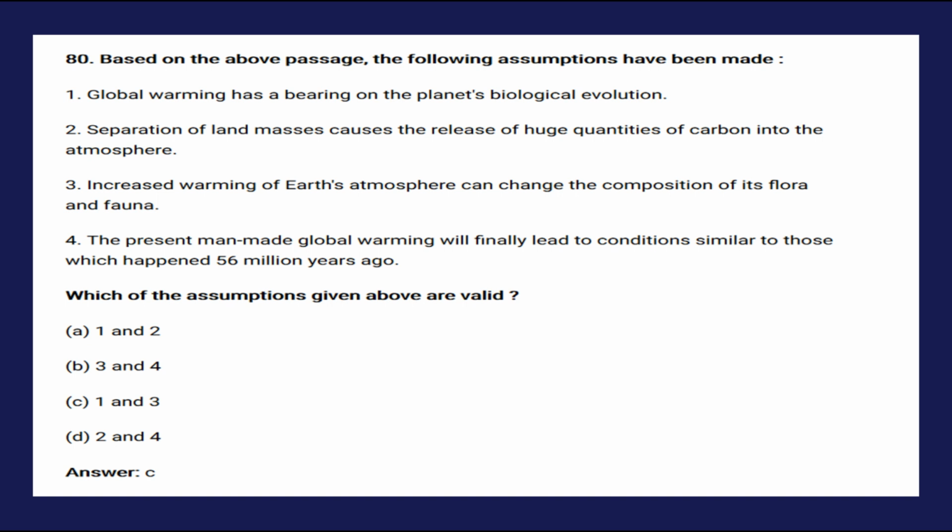And the answer is option C, first and third. Global warming has a bearing on the planet's biological evolution. And another right answer is third. Increased warming of Earth's atmosphere can change the composition of its flora and fauna.